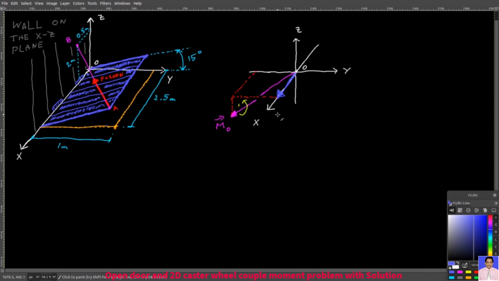And now a small hint. In order to do it quicker, think about how you can use the dot product to achieve this MX component. So good luck, try it out by yourself first, and then see the solutions in the next video.